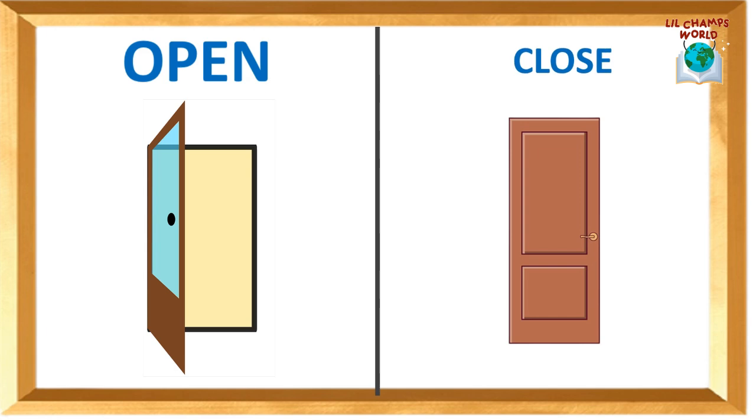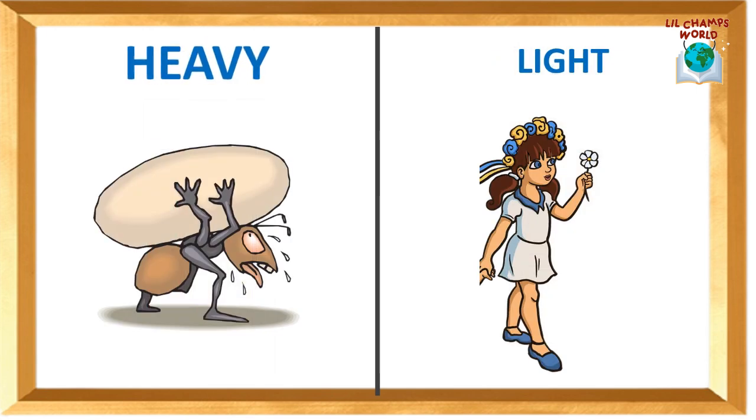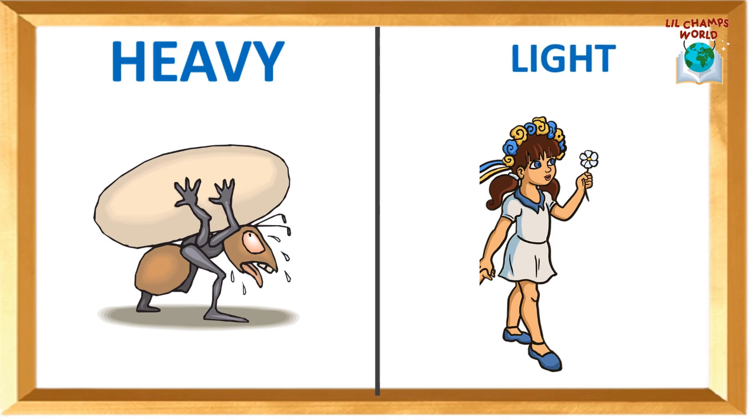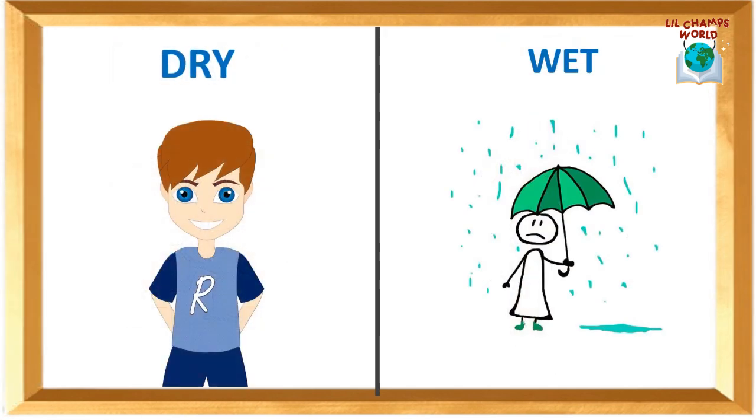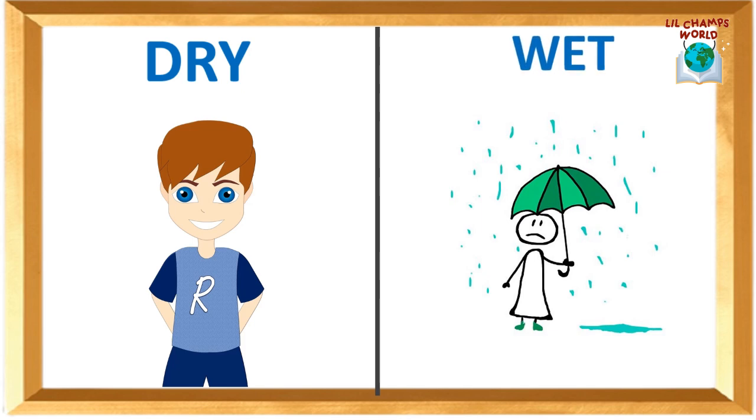Open, close. Opposite of open is close. Heavy, light. Opposite of heavy is light. Dry, wet. Opposite of dry is wet.